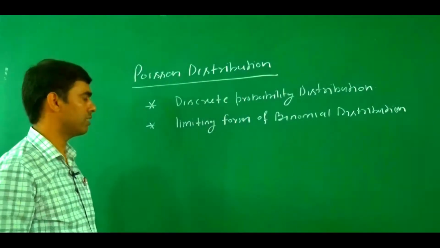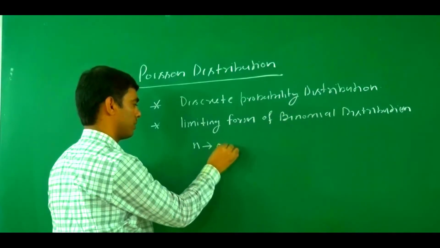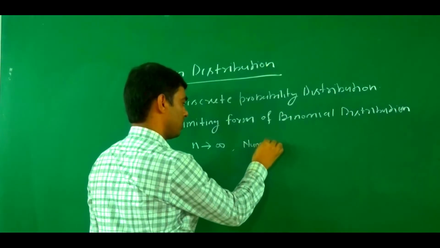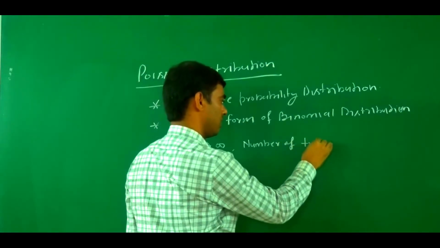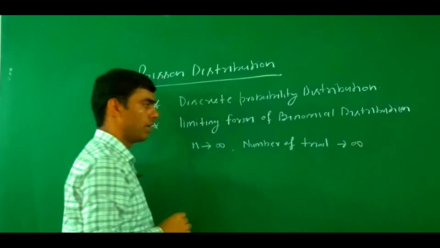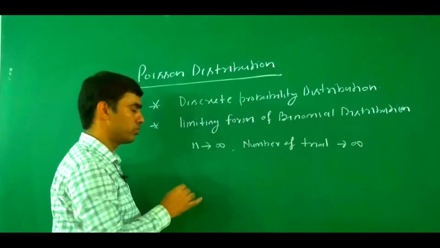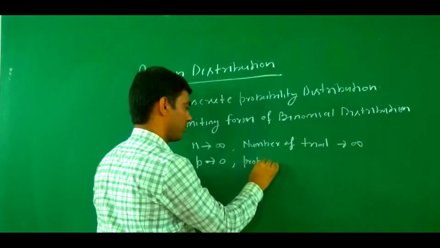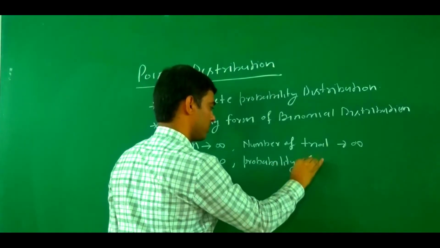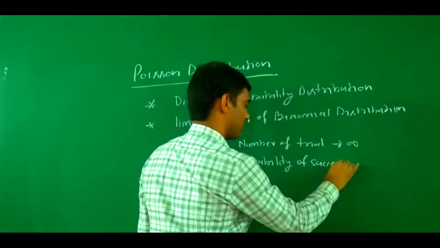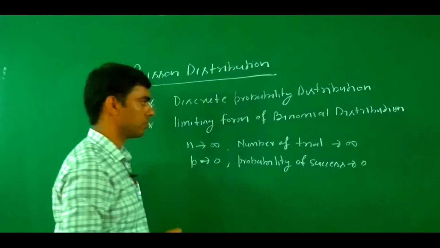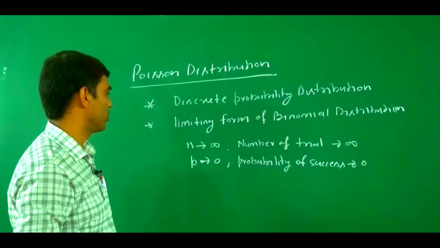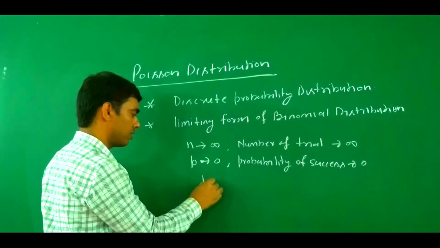As we say, n tends to infinity. N is the number of trials, so the number of trials tends to infinity. The probability of success is denoted by p, and p tends to 0. Then we find the probability mass function of the Poisson distribution. Here we introduce a new constant lambda, whose value is equal to n into p.